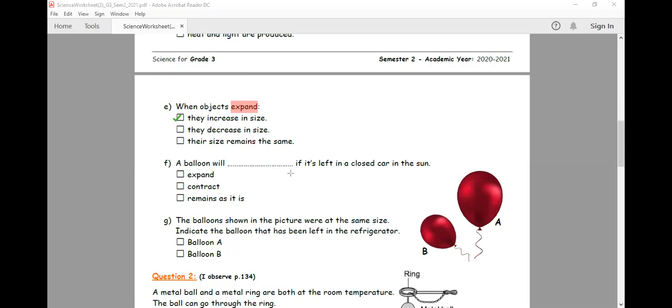Malak. When we leave a balloon in a closed car in the sun, so it's so hot in the car, what happens to the balloon? Does it expand, contract, or it doesn't change?